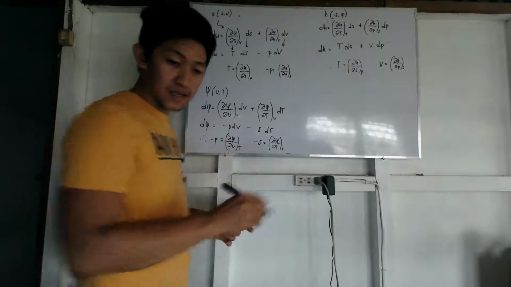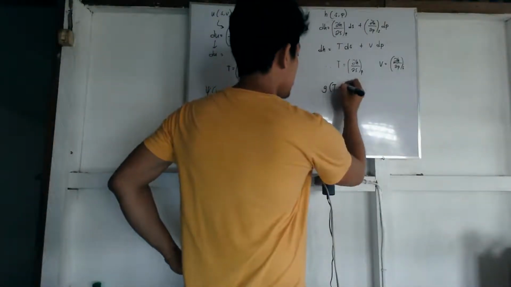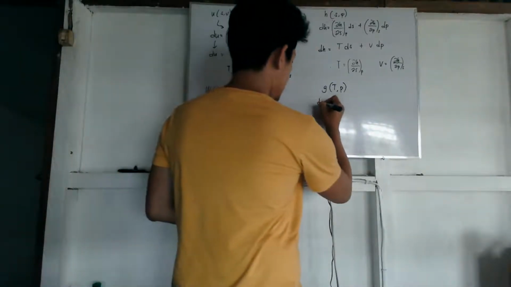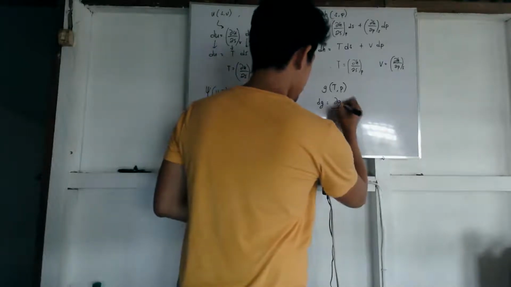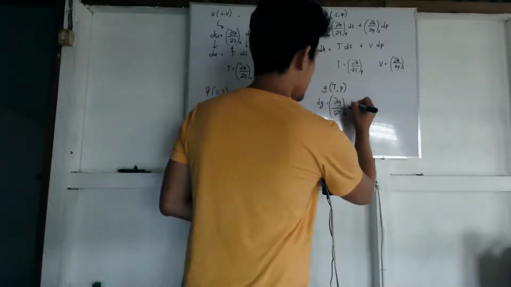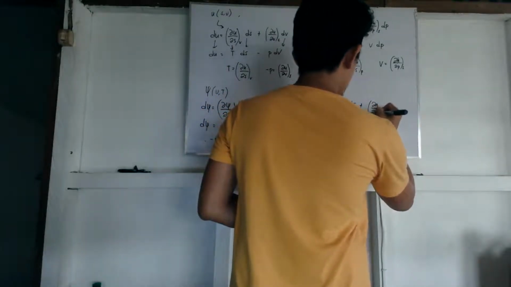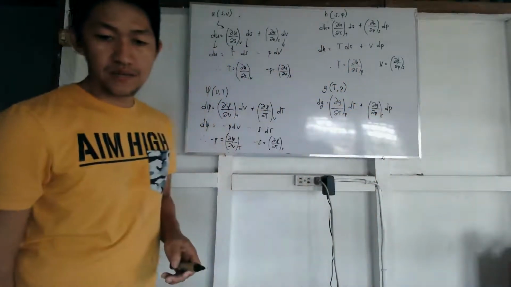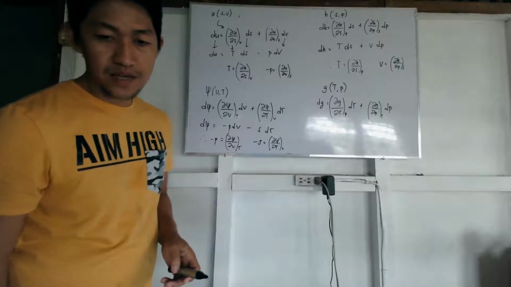Okay, last is the Gibbs function of temperature and pressure. So partial of g with respect to T and P, okay. Compare that one to the derived equation.